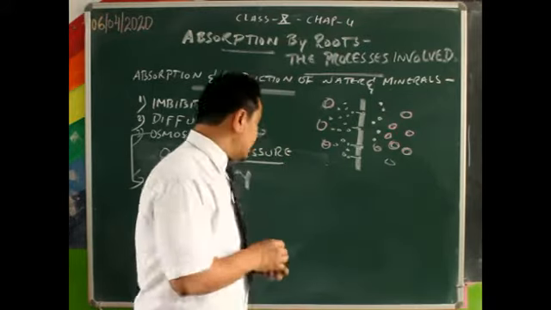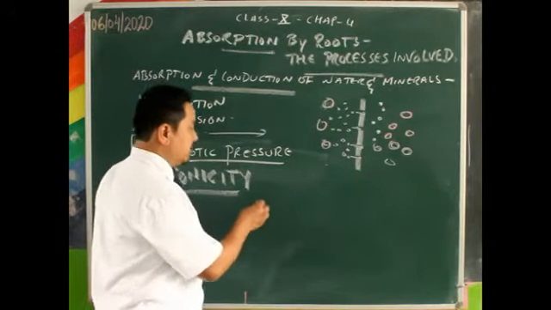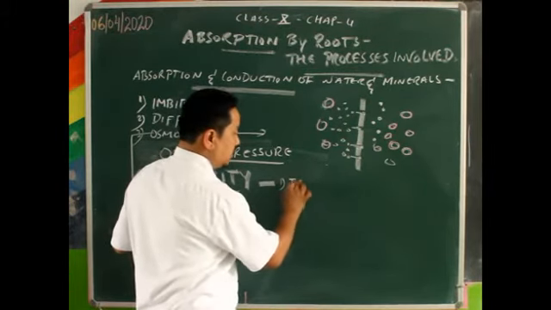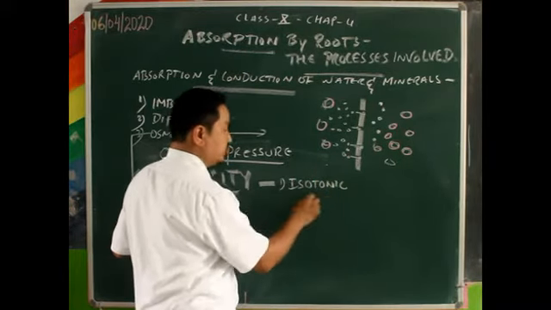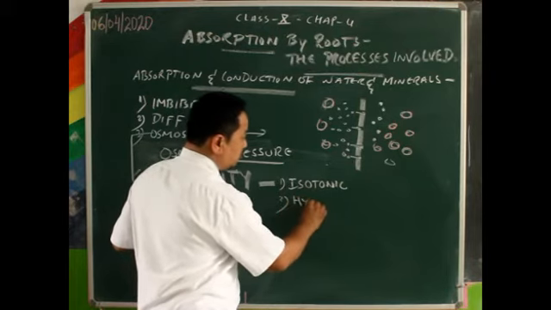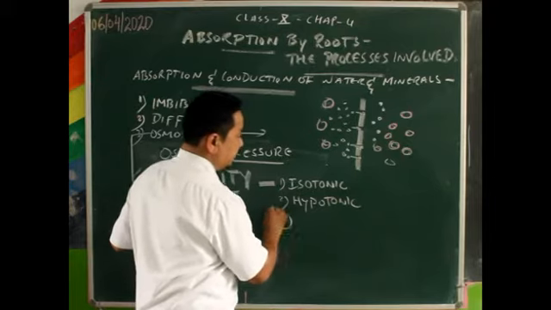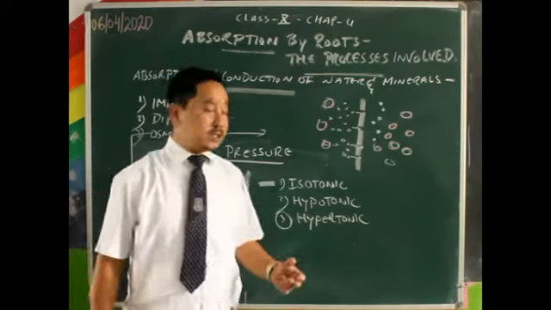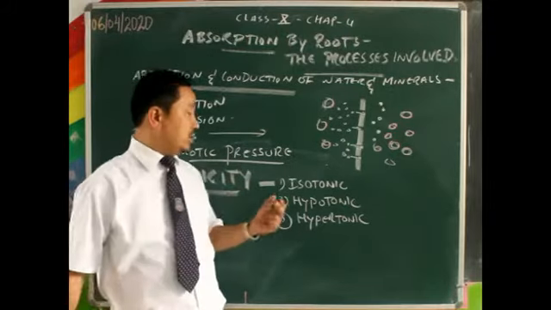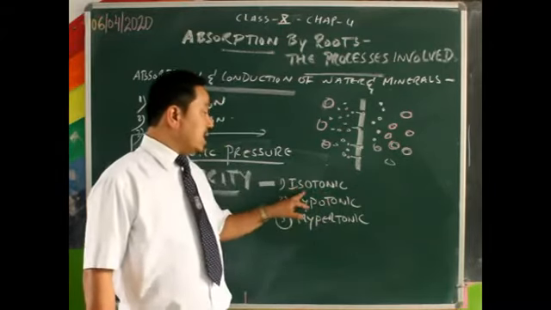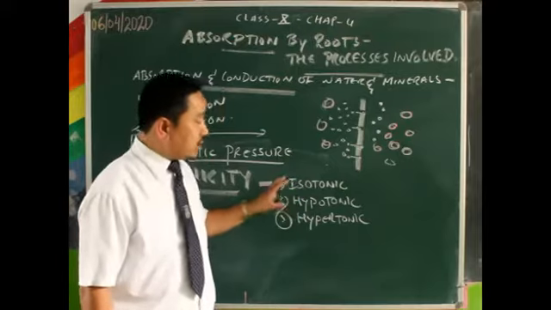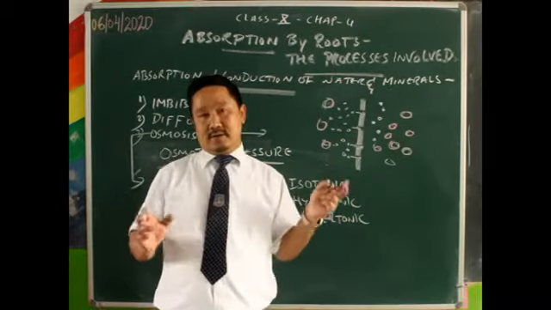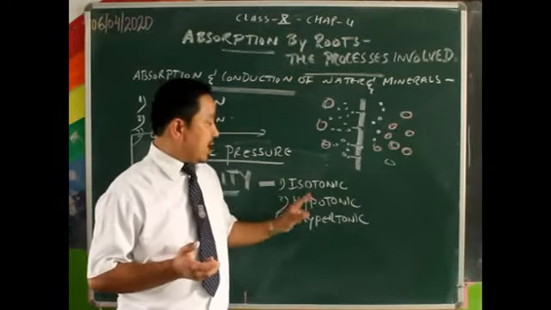Based on that, again, there are three kinds of solutions that can be seen, which are isotonic, then hypotonic, and next is hypertonic. There are three kinds of solutions based on the tonicity of the solution. In these three different kinds of solutions, the cell behaves differently. The condition of the cell becomes different in these different kinds of solutions: isotonic, hypotonic, and hypertonic.